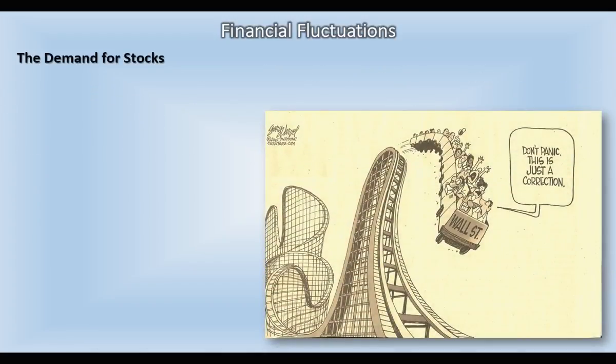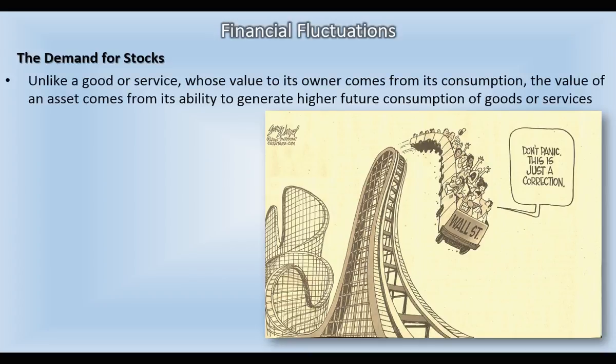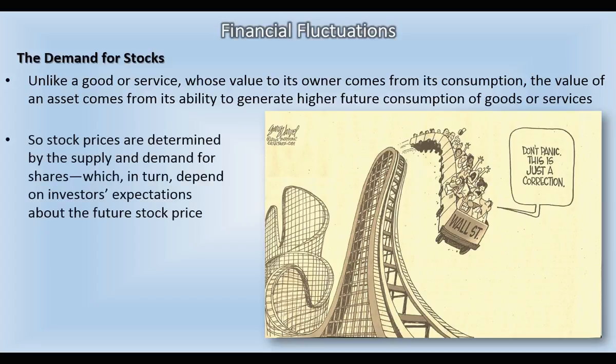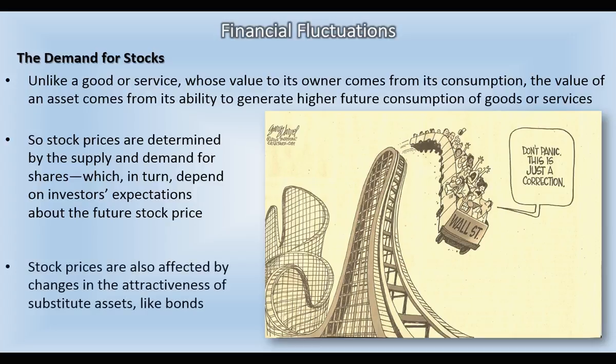So let's talk about the demand for stocks. Unlike a good or a service whose value to its owner comes from its consumption, the value of an asset comes from its ability to generate higher future consumption of goods and services, in the form of profits, in the form of future income streams. So stock prices are determined by supply and demand for shares, which in turn depend on investors' expectations about future stock prices. Stock prices are also affected by changes in the attractiveness of substitute assets like bonds. So if bonds start to give bigger returns, then people are going to substitute away from stocks to bonds.